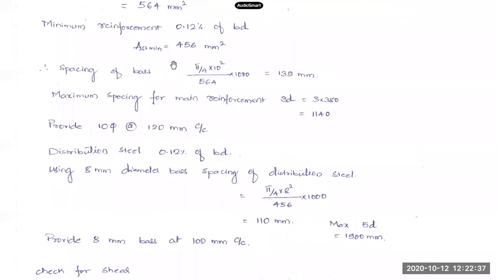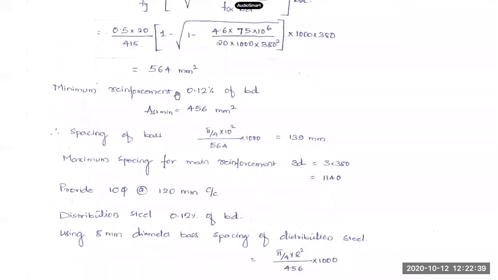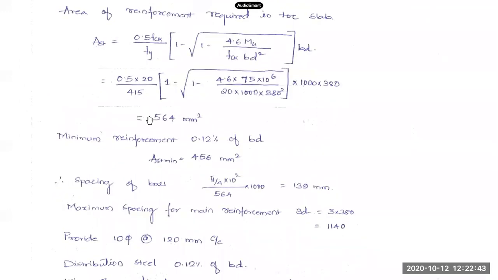Calculate that spacing. And also, what I should ensure is, when I calculate the AST from this formula, whatever I adopt should be more than the minimum AST. In case you use HYSD bars in slabs, the minimum area of reinforcement is 0.12% of BD. For our slab thickness, it is 456 mm square. So what we are getting here is more than this minimum AST. Fine, so for this we can provide the steel.